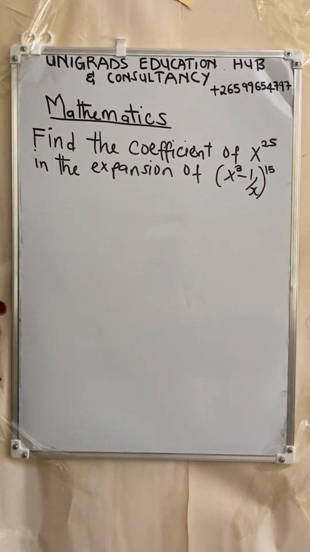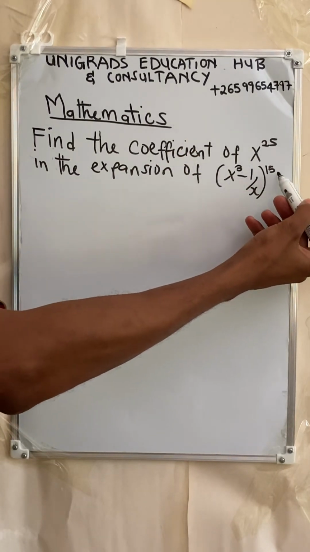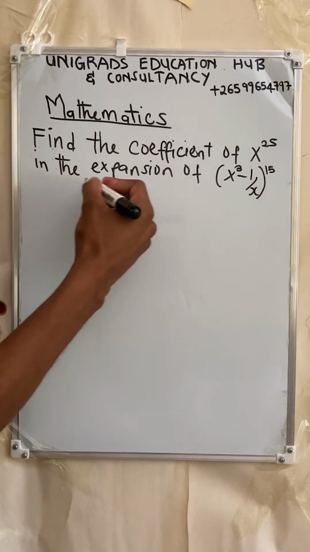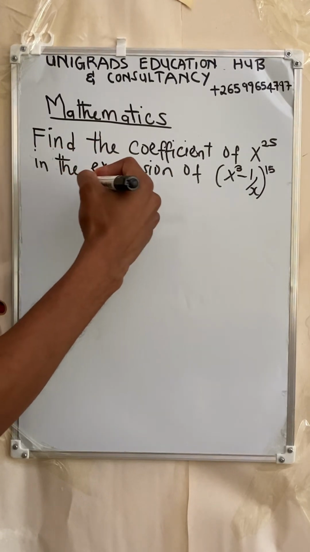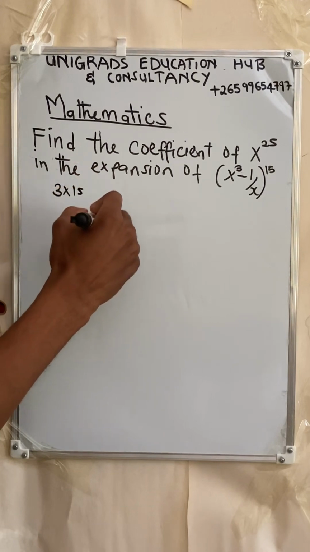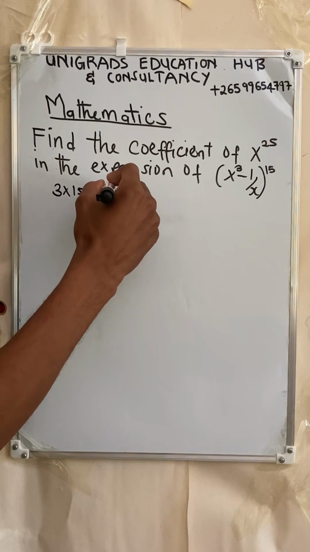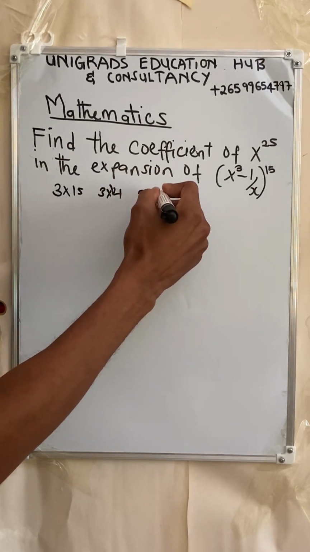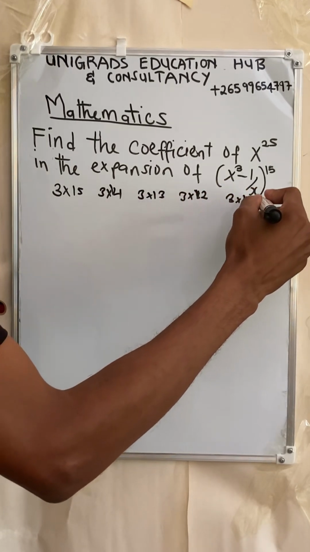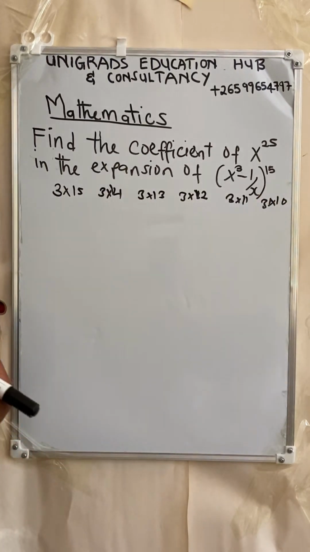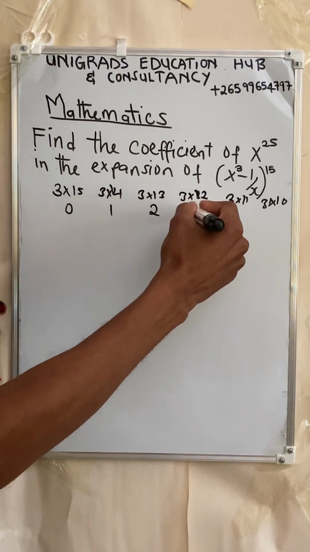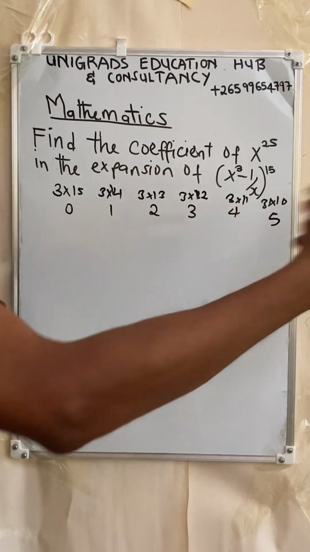With that in mind, if we start with x cubed to the power 15, we expect minus 1 over x to be to the power 0. If I write the powers only in the first line, the powers of x cubed will be in the following order: the very first one is 3 to the power 15, the second is 3 to the power 14, the third 3 to the power 13, then 3 to the 12, 3 to the 11, 3 to the 10, and this continues. Similarly, minus 1 over x will be to the power 0, 1, 2, 3, 4, and 5, and it continues as well.